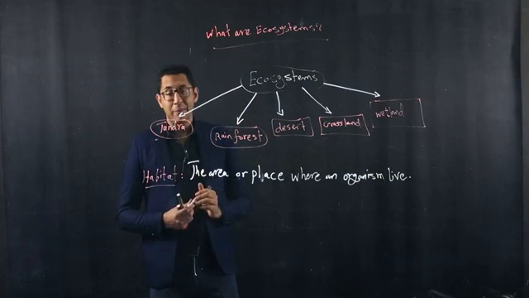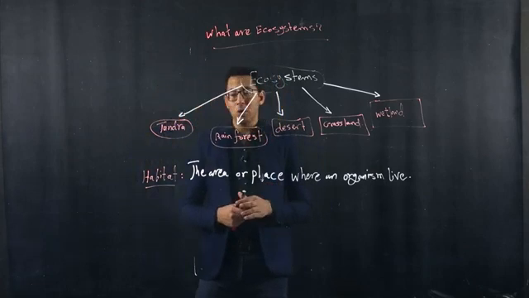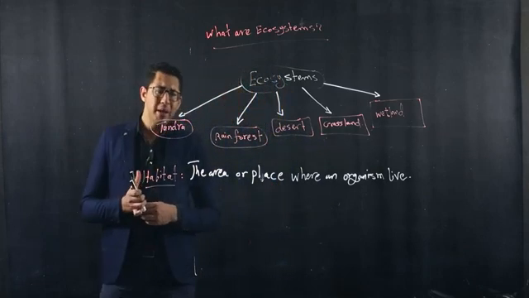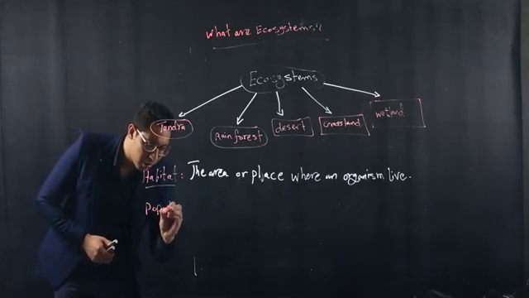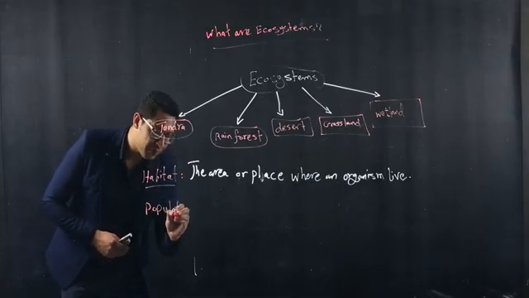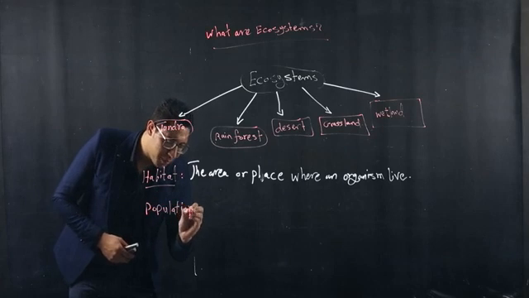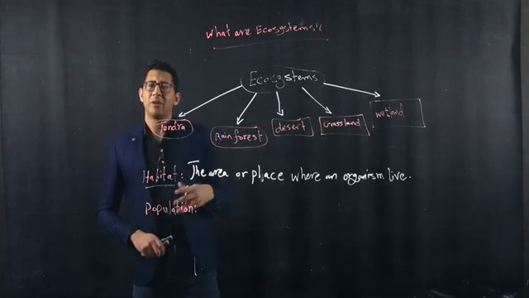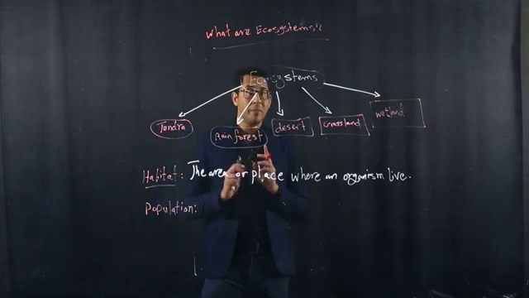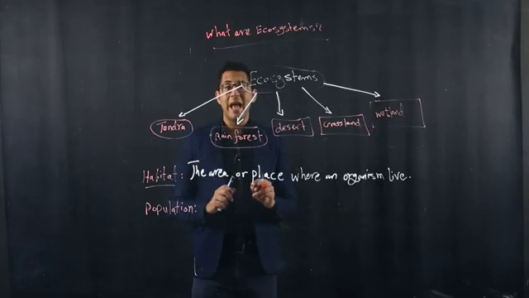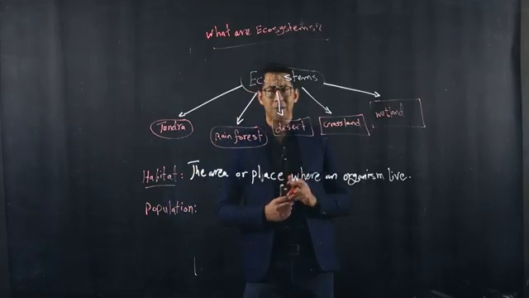It's called habitat. Another definition I want you to know is population. What do I mean by the word population? Maybe you have heard it before. If I ask you what the population of Saudi Arabia or Egypt is, you might tell me it's 100 million. Population is the number of all the members of one species in an area, in an ecosystem.